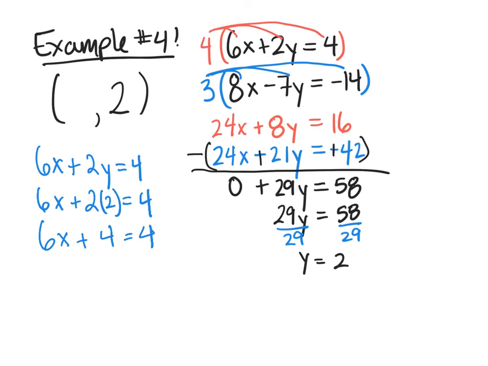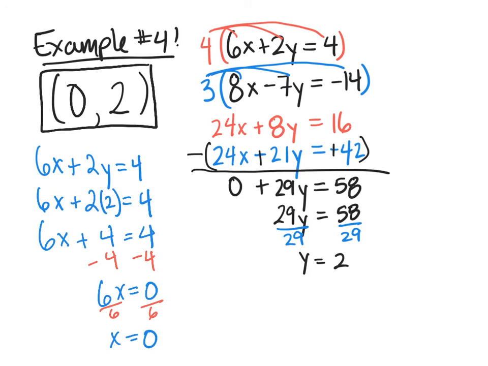Let's move some stuff around. So I'm going to subtract 4 on both sides. Look at what's about to happen. 6x equals a big fat 0, which means when we divide both sides by 6, we're going to get that x equals 0, because 0 divided by 6 is 0. So up here, I can just say 0. Let me box that in.